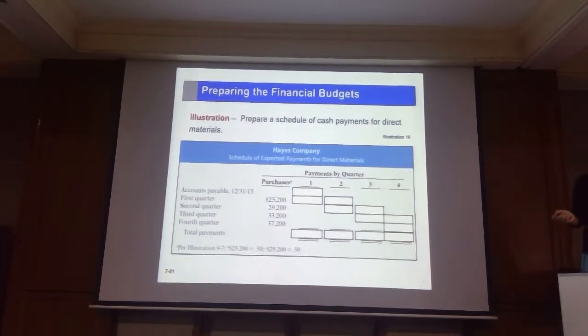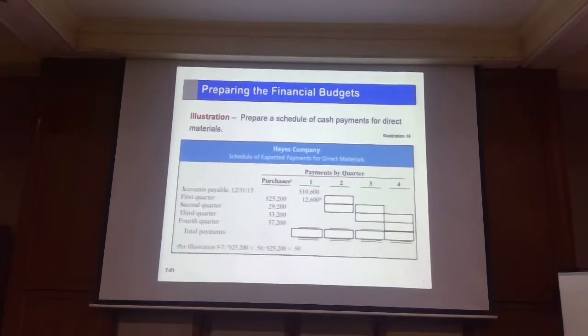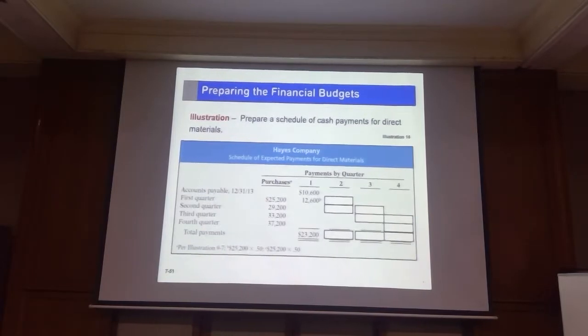In the first quarter, how about the cash payment? We know that we still have accounts payable from last year, and those accounts payable we will pay right away in our first quarter. So we will pay 10,600 for our accounts payable from last year. And how about our purchase in the first quarter? How much do we pay right away? 50%, so it's going to be 12,600 that we pay right away in the first quarter. Then we add these two numbers together and we know the cash payment for the first quarter.